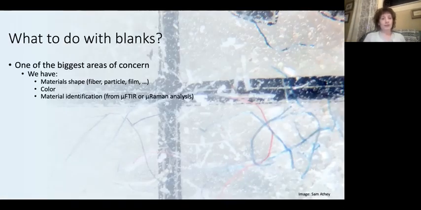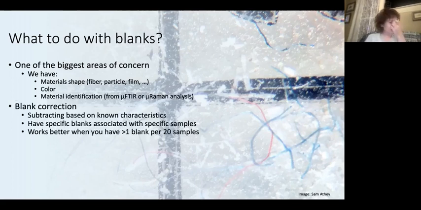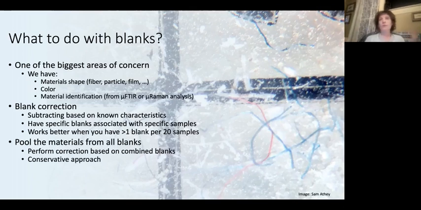So what do we do with the blanks? And this is one of the biggest areas of concern because we have shapes, we have different colors, we have different polymers that are identified using spectroscopy or pyrolysis GCMS if you have that available. Blank correction, you can subtract based on known characteristics like blue fibers or black fragments. And you can have specific blanks associated with specific samples. It works better when you have greater than one blank per 20 samples. And I think there was a rule of 1 per 10 from earlier.